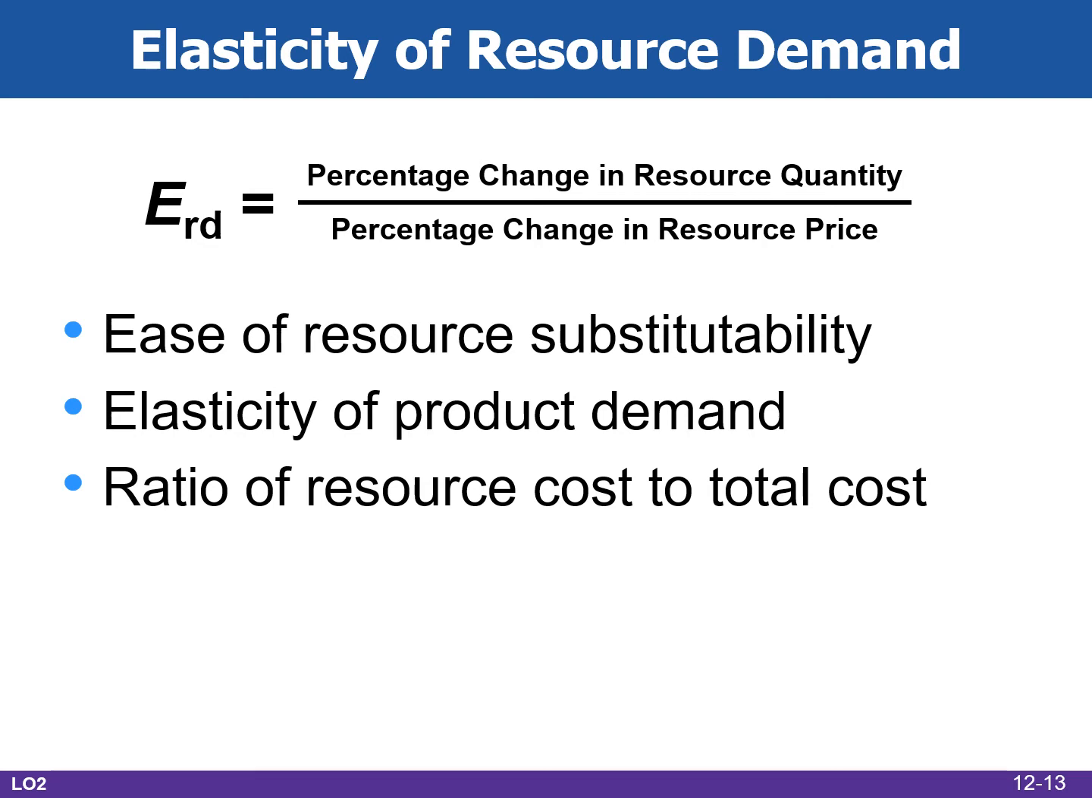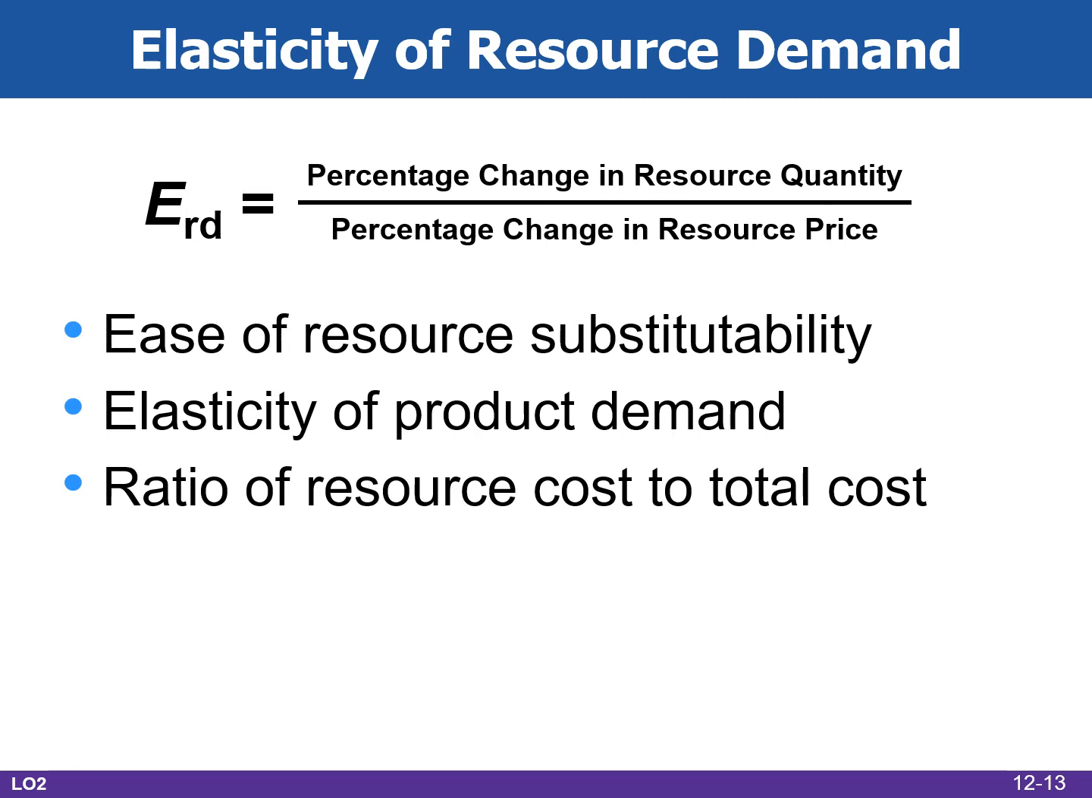Economists identify 3 characteristics which highly influence the elasticity of resource demand. The first is the ease of resource substitutability. How easy is it for the firm to substitute one resource with another resource? The typical investigation involves replacing labor with capital. How easy is it for the firm to replace workers with machines?